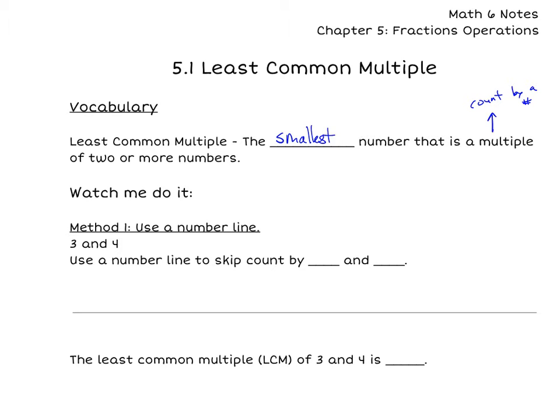There's three methods we're going to work on. All three of those methods are usable. Some are more advantageous depending on what numbers you start with. Using a number line is our first method. We're going to find the least common multiple of 3 and of 4. So use a number line to skip count, they call it. We're going to skip count by 3 and we're going to skip count by 4 because of those two numbers.